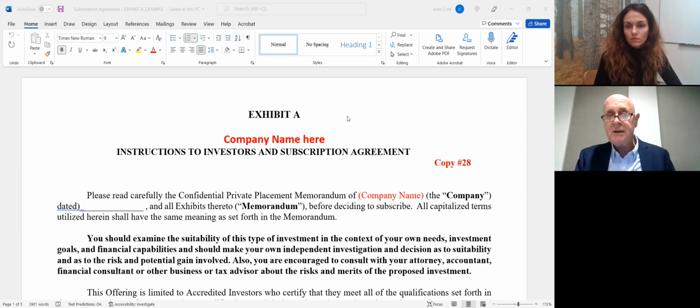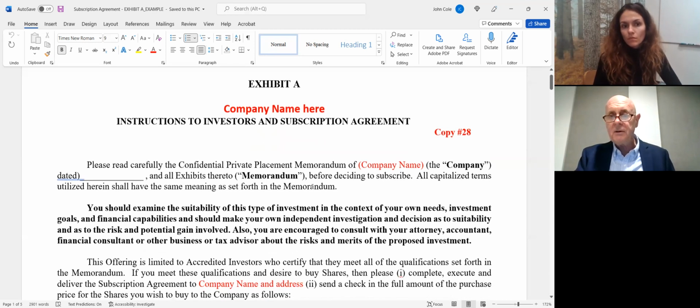This document is called Instructions to Investors and Subscription Agreement. Where it says here in red, that would be the company name. It's Exhibit A. Over here, where I'm circling, to the right, it says copy number 28. That's real important because you always want to tie out a number to all the paperwork. The document says, please read carefully the confidential private placement memorandum of company name, dated, and all exhibits attached to the memorandum before deciding. All capitalized terms used herein shall have the same meaning as set forth in the memorandum.